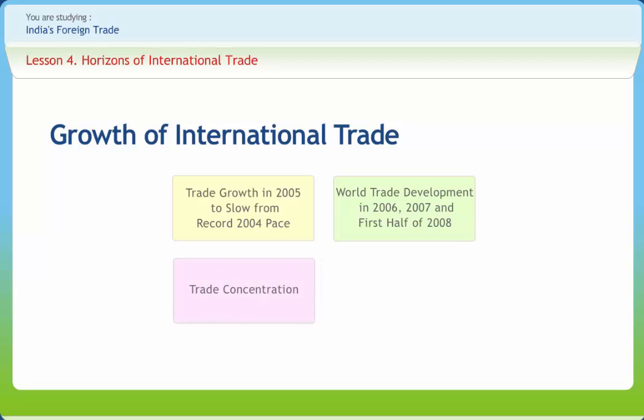The list of major traders appears to be dominated by large economies. In 2006, for example, the smallest 80% of exporters accounted for just 10% of the world trade. However, this calculation does not take into account the population of economies.